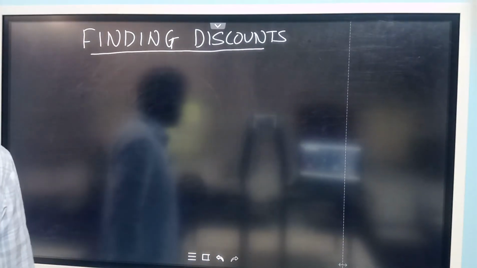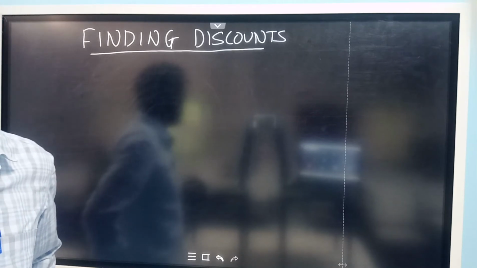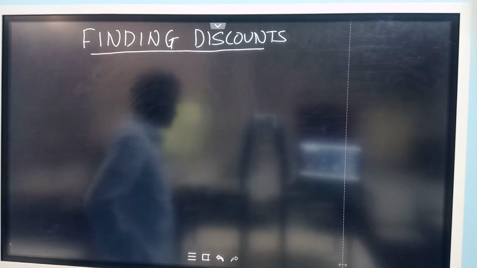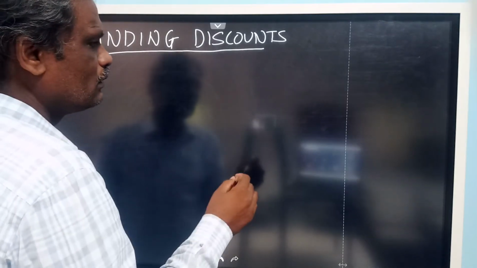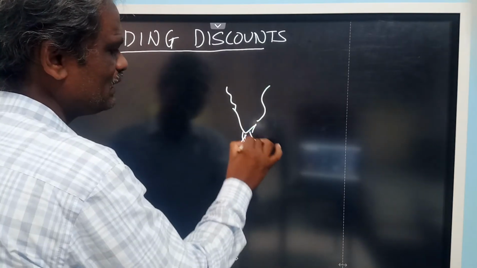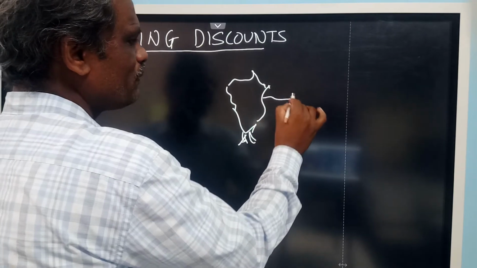What is that discount? Discount is a reduction, a discount given on the market price. Suppose you want to buy some jewelry, a necklace or something. So what will they do? They will give a slip like this.